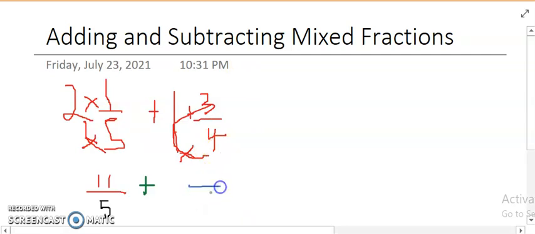We leave the denominator as 4. Then 4 times 1, that's 4. And 4 plus 3, that's 7. Now these are both improper fractions because their numerator is bigger than the denominator.